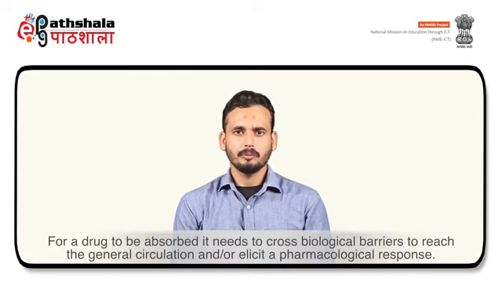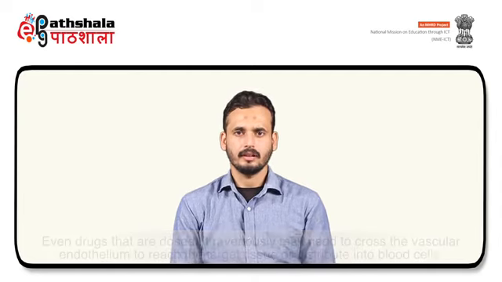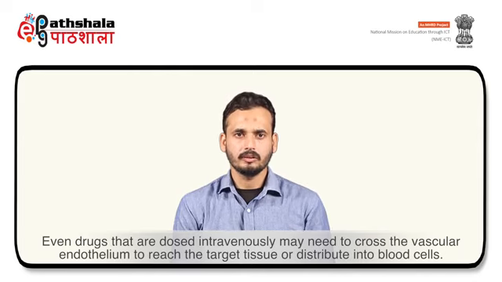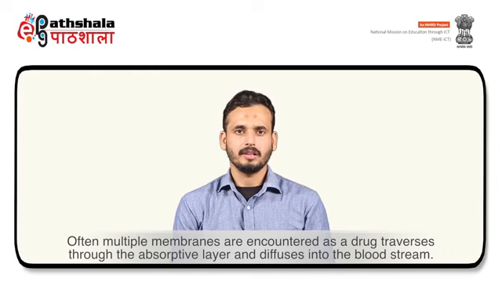For a drug to be absorbed, it needs to cross a biological barrier to reach the general circulation and/or elicit a pharmacological response. Even drugs that are dosed intravenously may need to cross the vascular endothelium to reach the target tissue or distribute into blood cells. Often, multiple membranes are encountered as a drug traverses the absorptive layer and diffuses into the bloodstream.